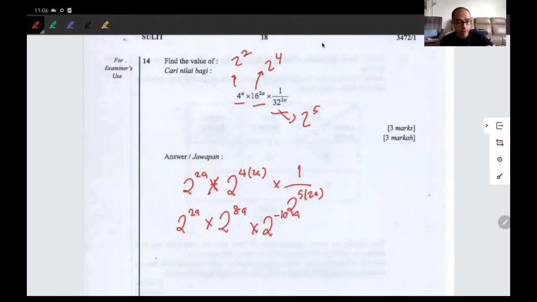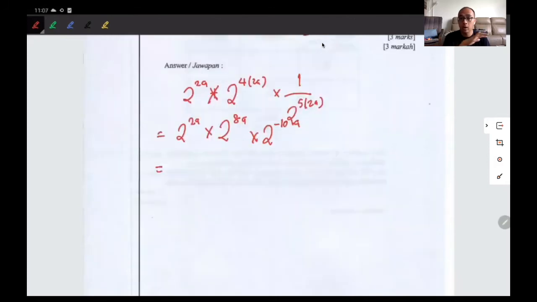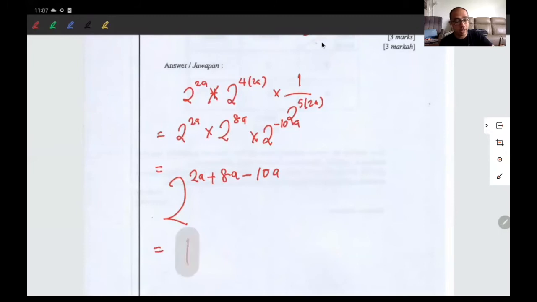Okay, and this will give us, and since all the bases are the same, I can do 2a plus 8a minus 10a, which is 1. Yeah, I know. What a load of nonsense for this question. Balik-balik kau carikan, tapi yang susahnya 2a plus 8a minus 10a will be 2 to the power of 0 lah. Okay, 2 to the power of 0 is 1. Okay, so all that work just to find for the number 1.